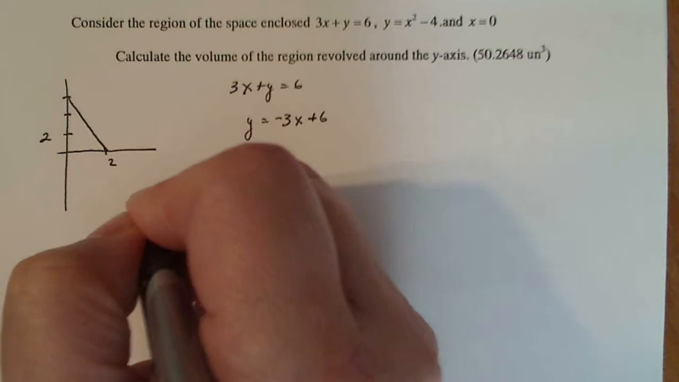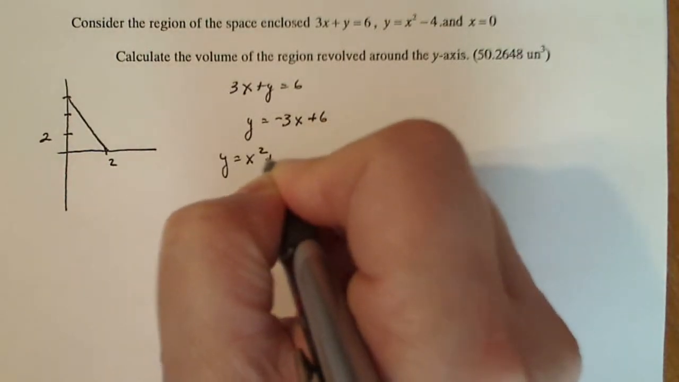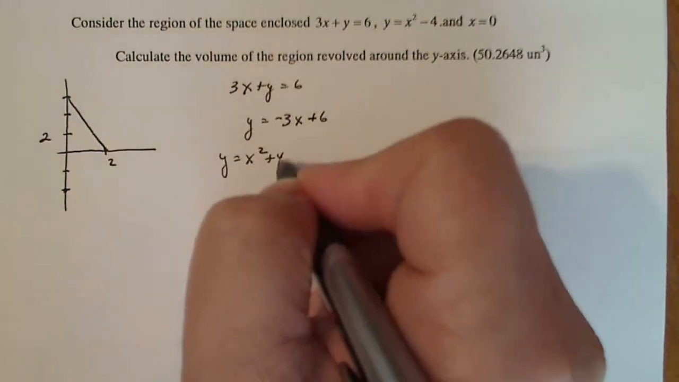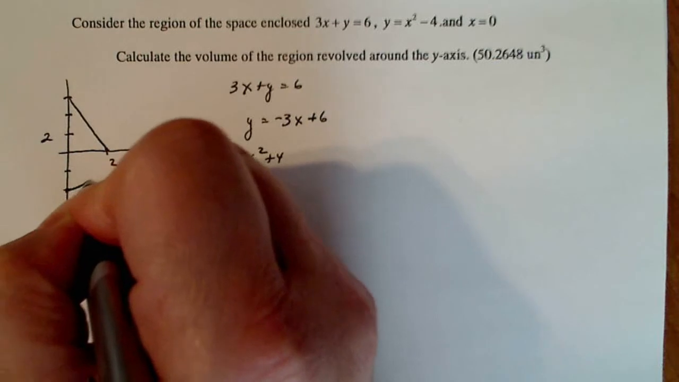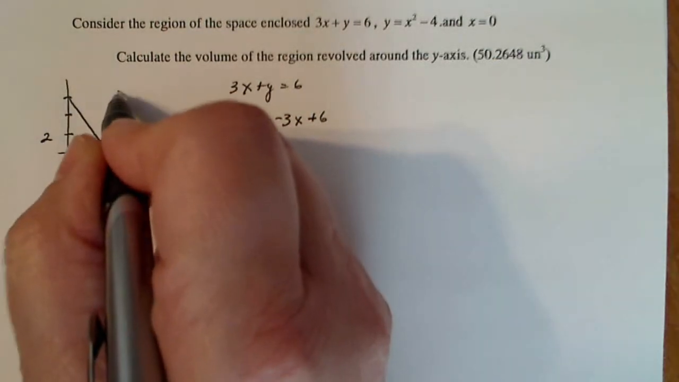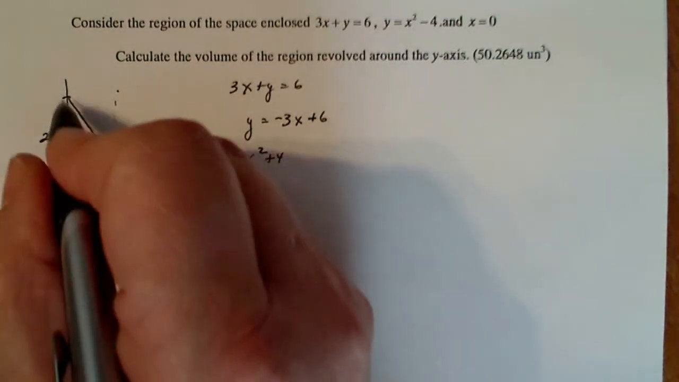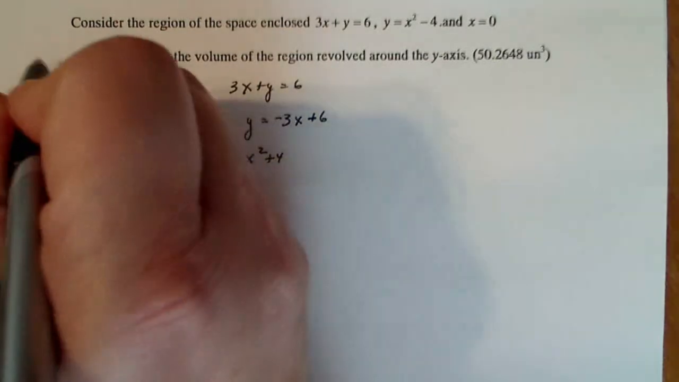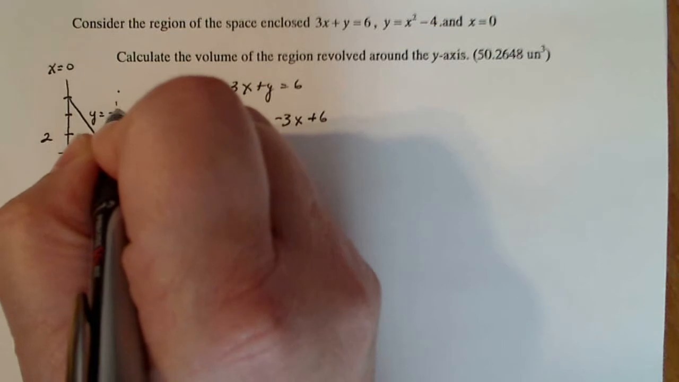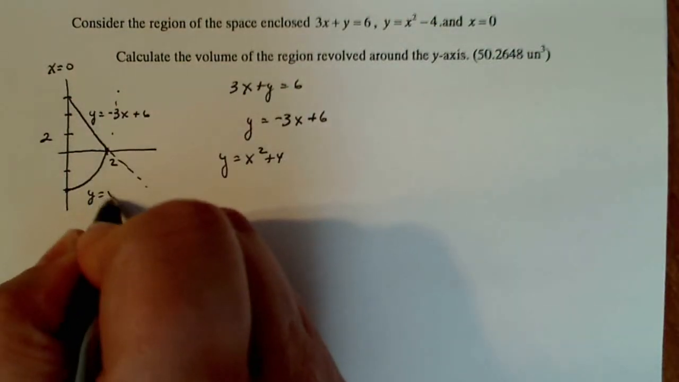Now this does extend out, but we also have this equation y equals x squared minus 4, which crosses down here at minus 4 and has a y-intercept at 2. And again, you can graph these in your calculator. What you'll see is that this will extend down and this will extend up. But you want the region blocked out by x equals 0, which is this vertical line. Y equals minus 3x plus 6, and then y equals x squared minus 4.